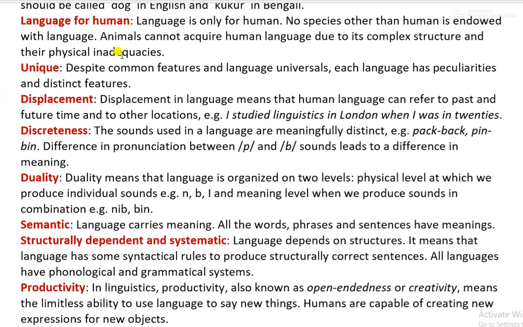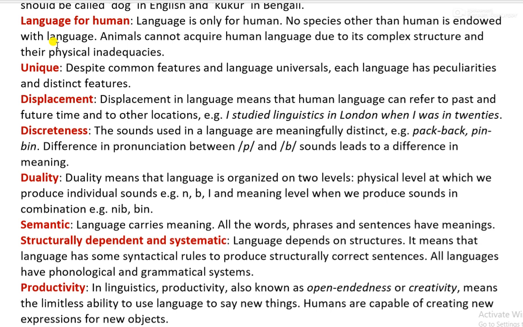Another important characteristic of a natural language is that language is for human. Language is only for human. No species other than human is endowed with language. Animals cannot acquire human language due to its complex structure and their physical inadequacies. Here we see language is only for human. No one other than man can acquire it. Only humans have the power, the brain, the physical adequacy to acquire a language.